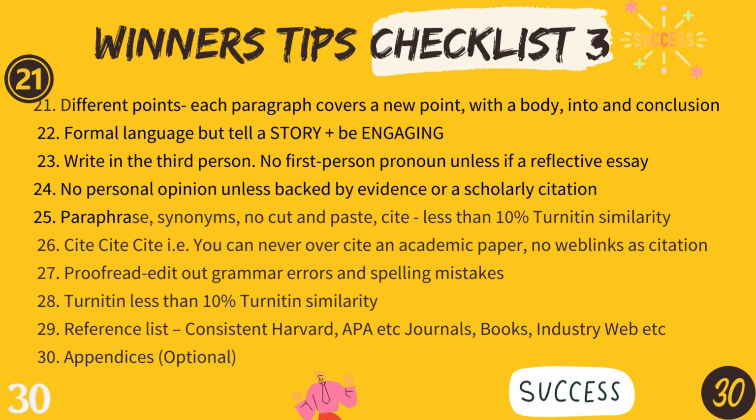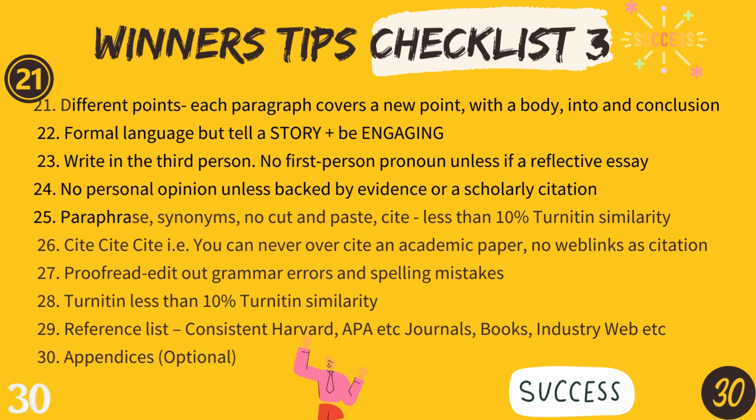Number 29, your reference list should be consistent. If your academic institution says Harvard, use Harvard. If it says APA, use APA, and the rest. My tip is look at how journals do it, look at how books do it, which will help you to include, like we said, books, industry, webs, and stuff.